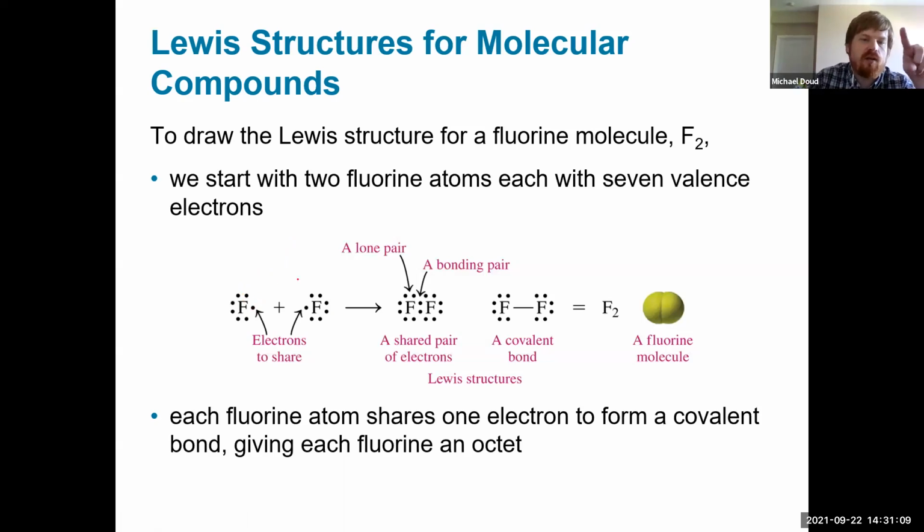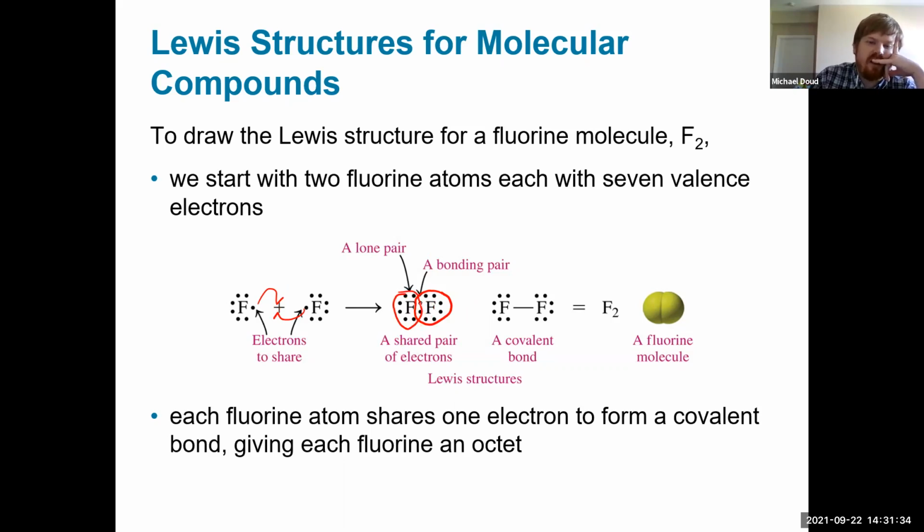However, if these 2 fluorine atoms were to get together, this one gives up this electron. This one gives up this electron. All of a sudden now, they can form a bonding pair between them. And between the two, look at our Venn diagram one more time. The right one has 8 electrons. The left one has 8 electrons.